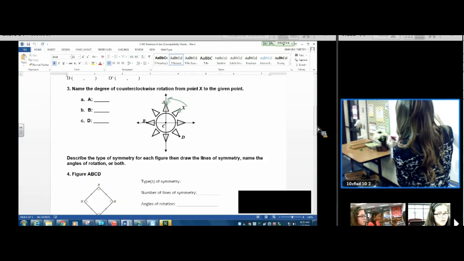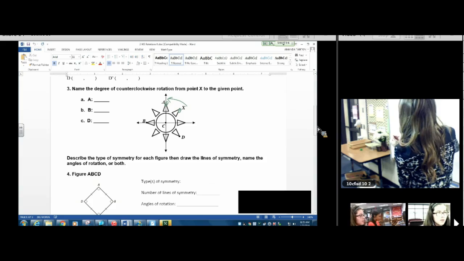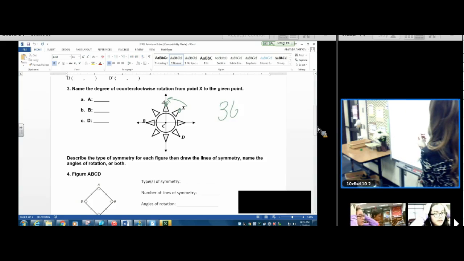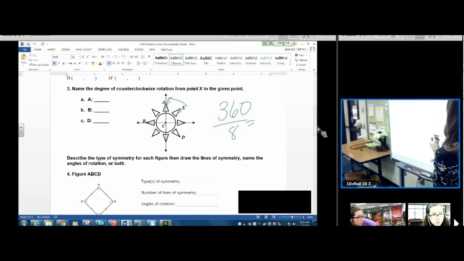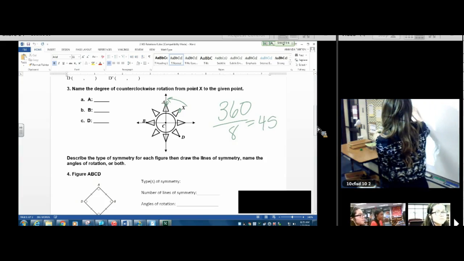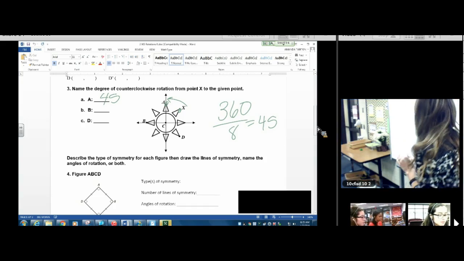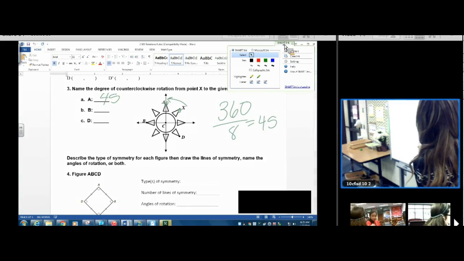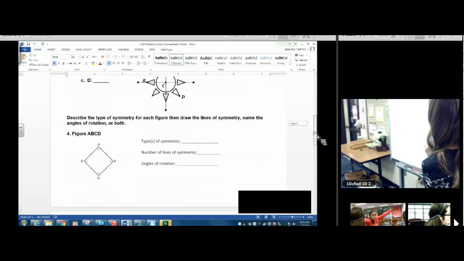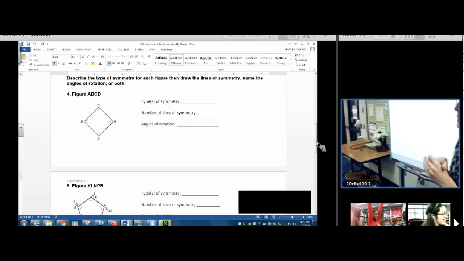So how many points are there? 8, just like in the warm-up, right? So we know that we're traveling 45 degrees each time. So that's why 3A is 45, okay? Now everyone was asking about these at the bottom, or 4 through 6.